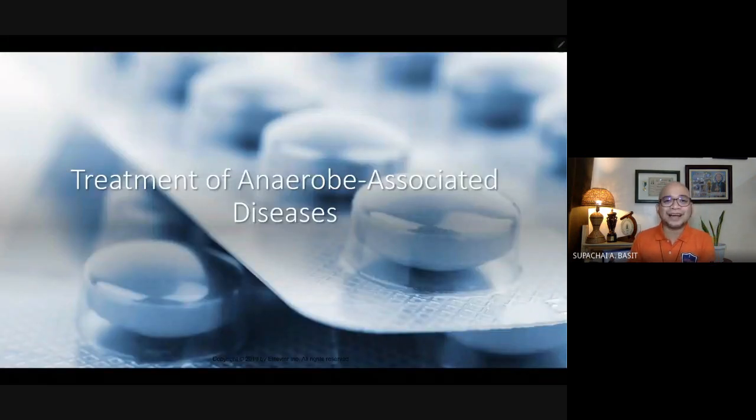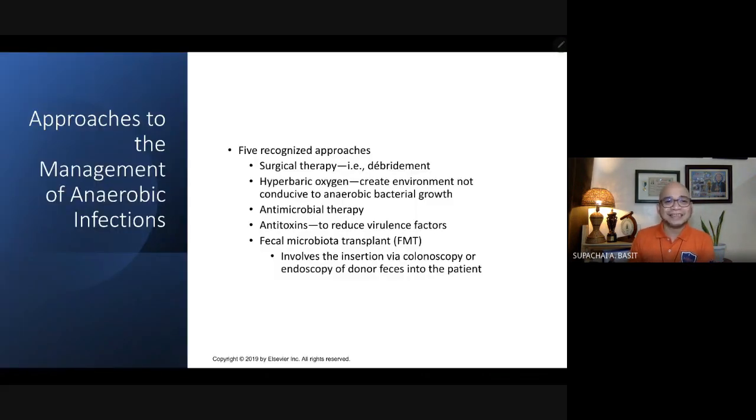Now, treatment for anaerobe-associated diseases. There are several approaches to the management of anaerobic conditions. Surgical therapy is one, debridement, and sometimes, unfortunately, if there is too much gangrene or myonecrosis, they do amputation. Hyperbaric oxygen will create an environment not conducive to anaerobic bacterial growth. Then there is antimicrobial therapy, antitoxins to reduce virulence factors, such as being injected with anti-tetanus toxin, and fecal microbiota transplant.